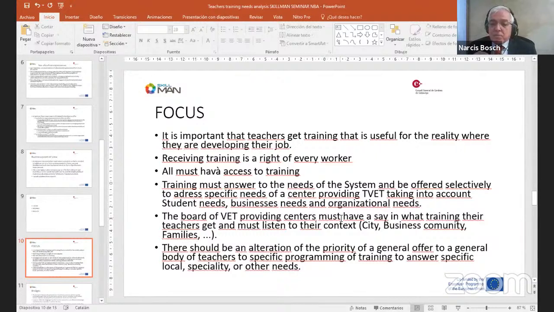The board of the vocational training providing centers must have a say in what training their teachers get and must listen to their context, city, business community, families, and so on. There should be a shift in priority from a general offer to a general body of teachers to a specific programming of training to answer a specific local speciality and other needs.